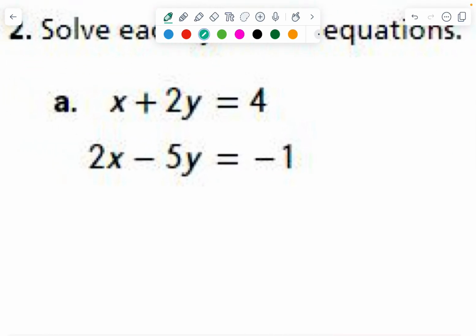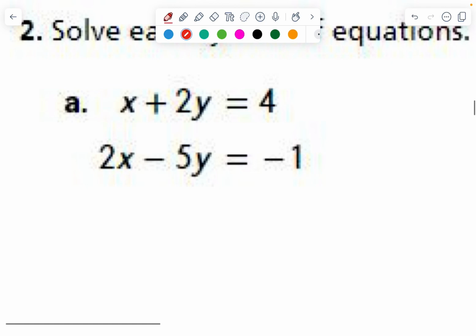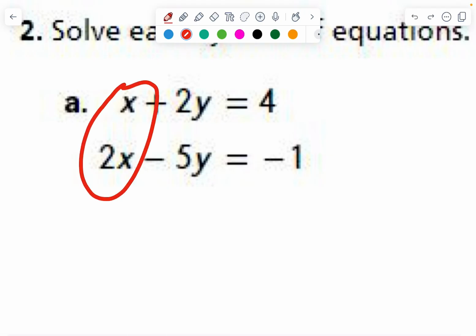All right, let's go ahead and solve these. So once again, we don't see any opposites here, so we have to multiply one or both equations. It would be easier just to multiply this equation by negative 2, so then we can get these to be opposites. But since we did that in the last problem, I'm going to go ahead and do something different. If you didn't do that, it's fine as long as you still got the same answer, but I just want to show you.